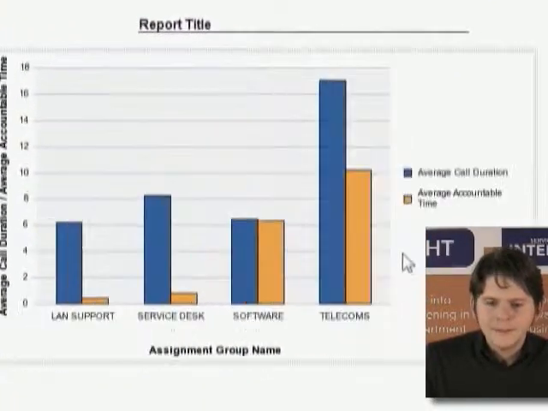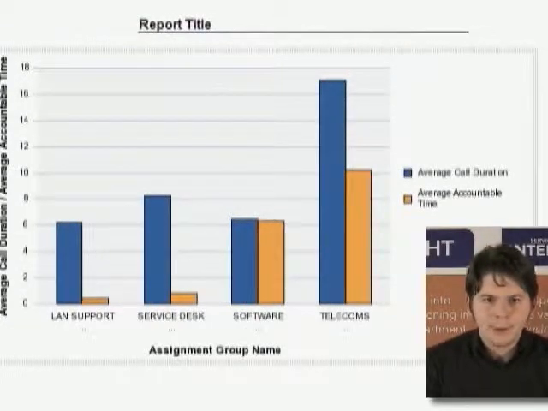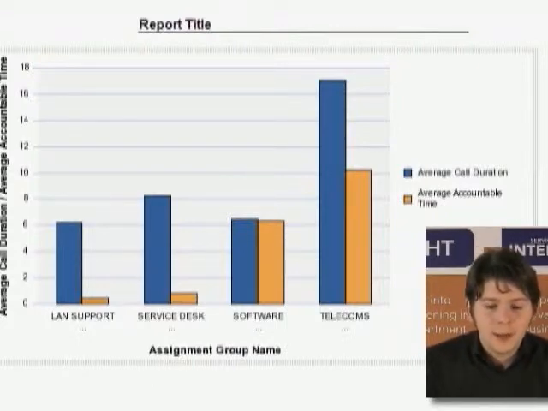So we see that the orange bar represents the average accountable time and the blue bar represents the average call duration. So Frank was looking really bad last time round, and actually he's still looking pretty bad because his accountable time is still the highest. But last time we said Barry in software was doing the best, and actually according to the accountable time he's doing second worst. And actually it's Jesus over in LAN support who is doing the best because his accountable time is the lowest.